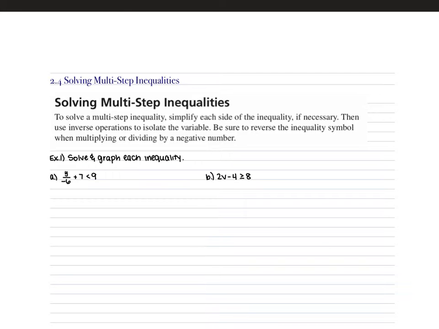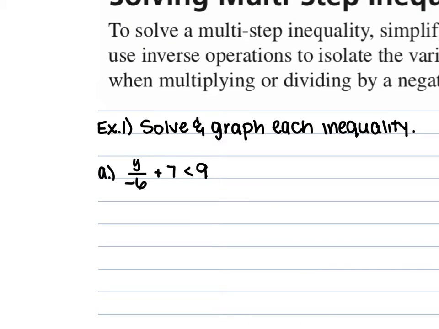So if we look at example 1, we are given 1a is y over negative 6 plus 7 is less than 9. So we're going to first start by undoing any addition or subtraction before we undo the multiplication or division. So we're going to undo that plus 7 by doing the opposite and subtracting 7 from each side. So this leaves us with y divided by negative 6 is less than 2.